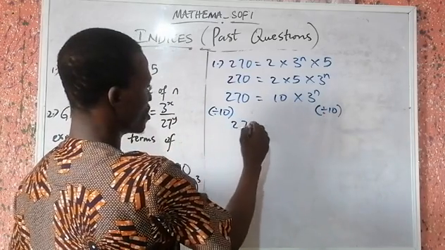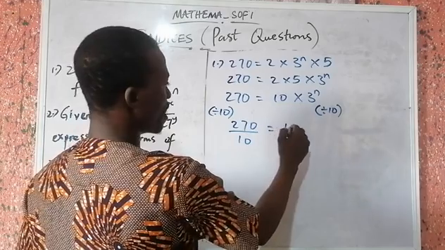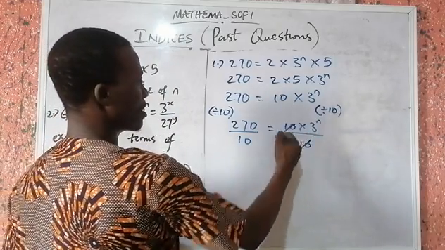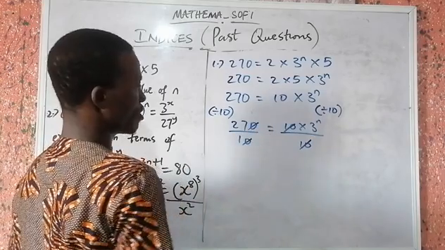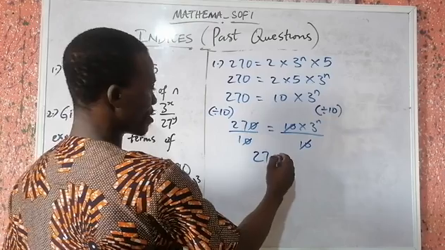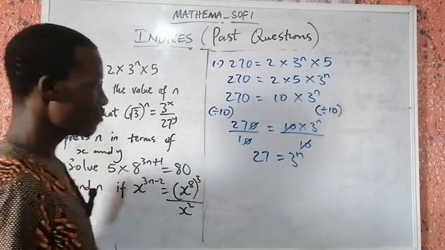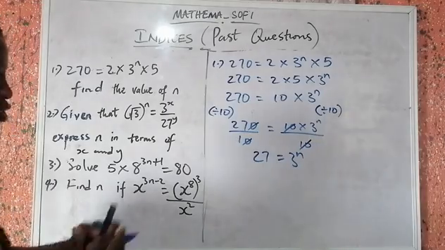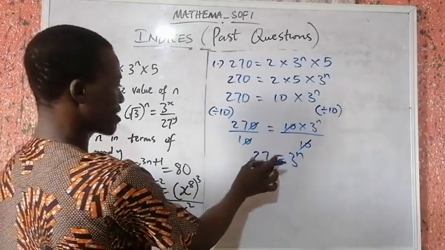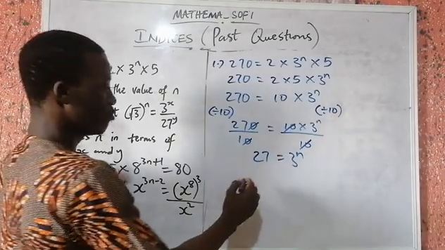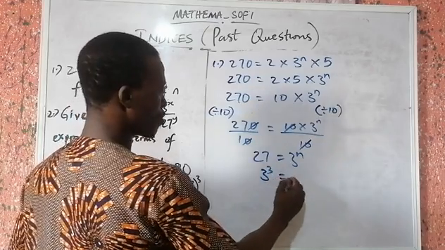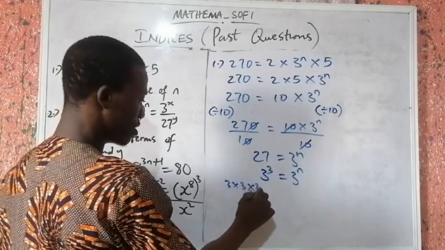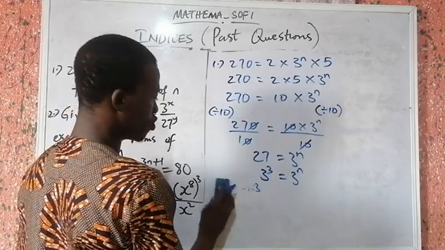So I will have 270 over 10 equals 10 times 3 raised to n over 10. And then 10 cancels 10 and 0 cancels 0 here. So that will leave me with 27 equals 3 raised to n. 3 is already in its simplest index form. But 27 can be expressed as what? A power of 3. That would be 3 raised to 3 equals 3 raised to n. Of course, you know that 3 times 3 times 3 will give me 27. That's why it is raised to 3.